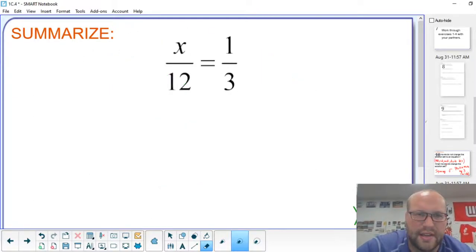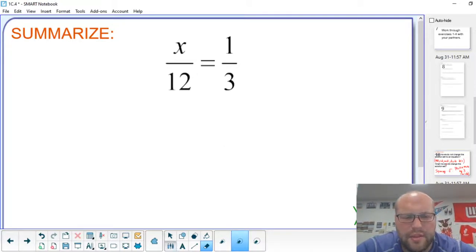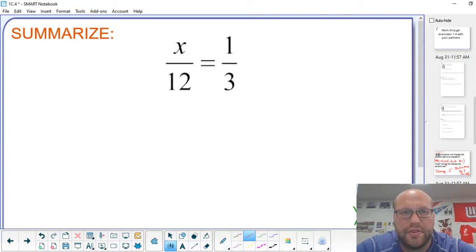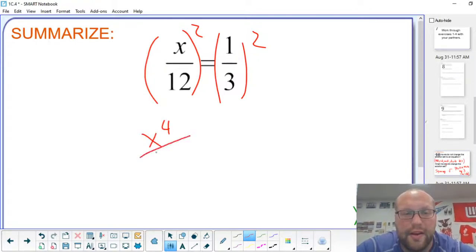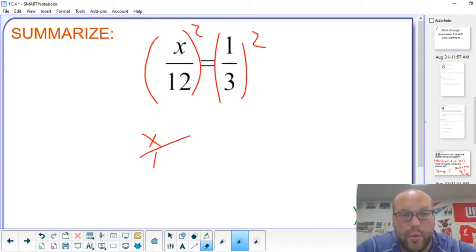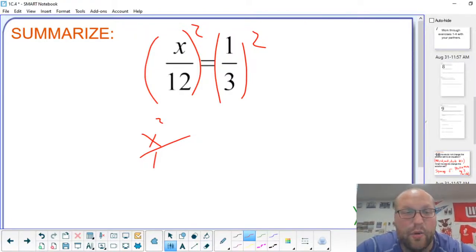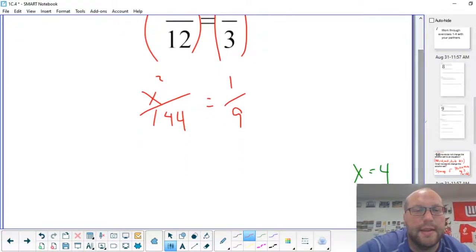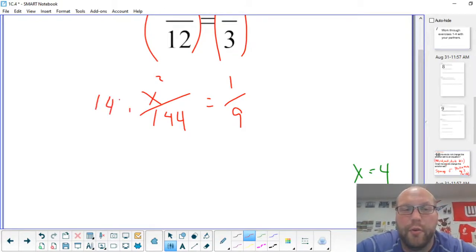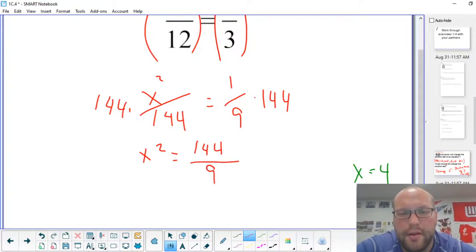Remember, we're trying to explore this idea of adding, subtracting, multiplying by a variable. So in the case of this problem, let's square things. Let's square everything. If I square this, I get x squared over 144 equals 1 over 9. That's squaring both sides. Then if I were to go that route with a similar strategy, multiply by 144 instead, I get x squared equals 144 over 9.